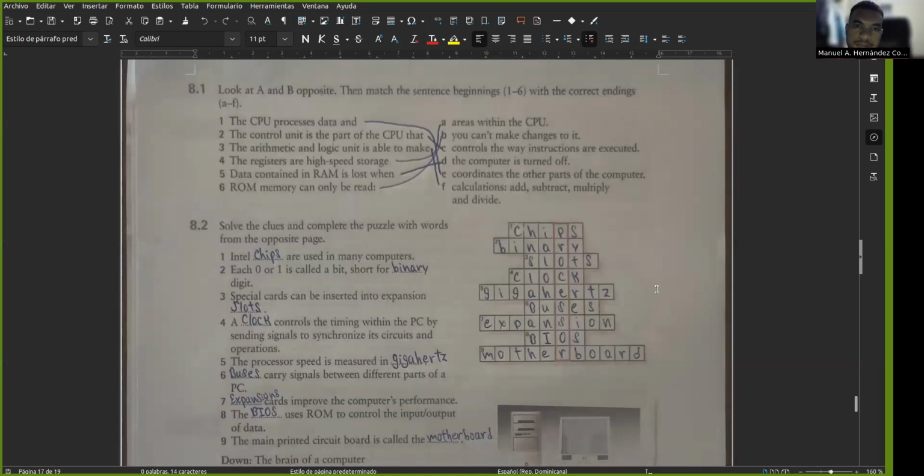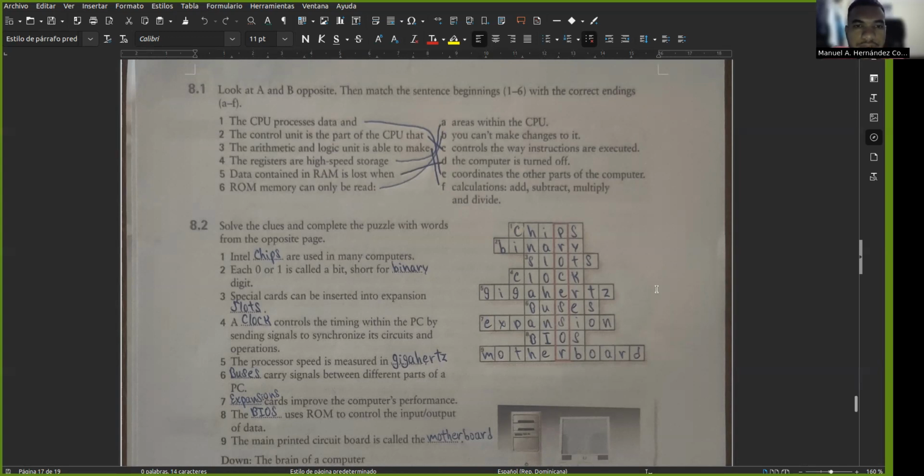Look at A and B opposite. Then match the sentence beginnings with the correct endings. The CPU processes data and coordinates the other parts of the computer. The control unit is the part of the CPU that controls the way instructions are executed. The arithmetic and logic unit is able to make calculations: add, subtract, multiply, and divide. The registers are high-speed storage areas within the CPU.